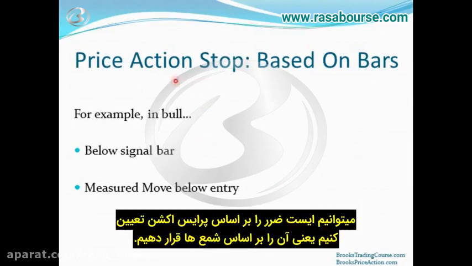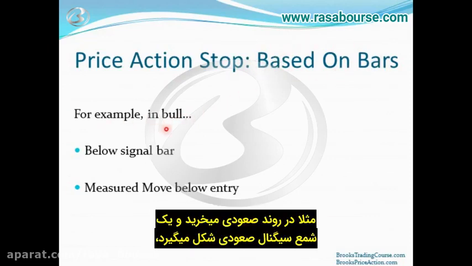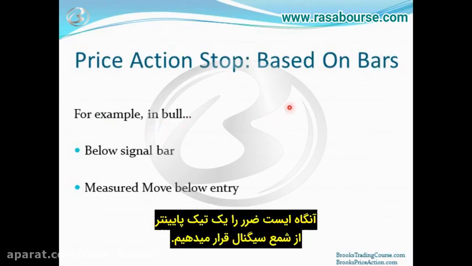And what about a price action stop based upon the bars? That's what a price action stop is. You base it on what's going on with the chart. For example, if you're buying in a bull and you have a bull reversal bar for your signal bar, you would consider placing a stop 1 tick below the low of the signal bar.